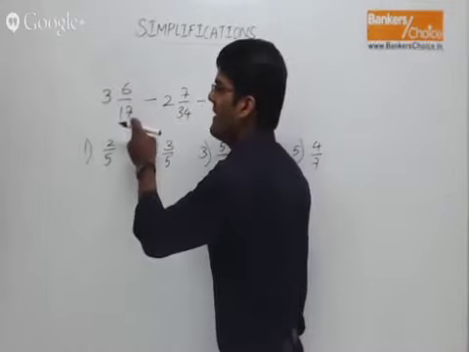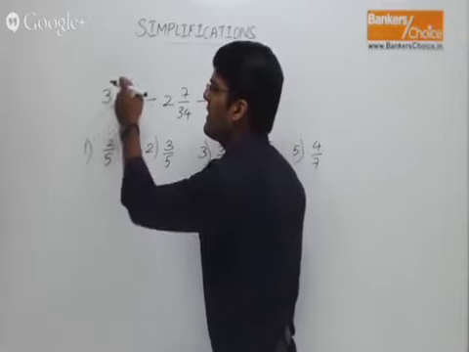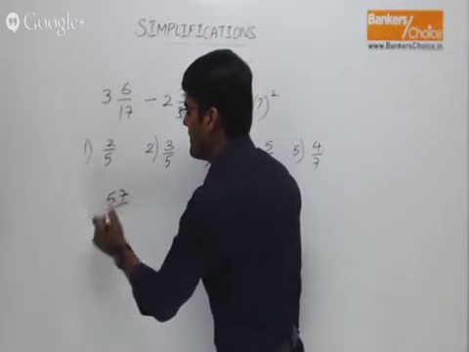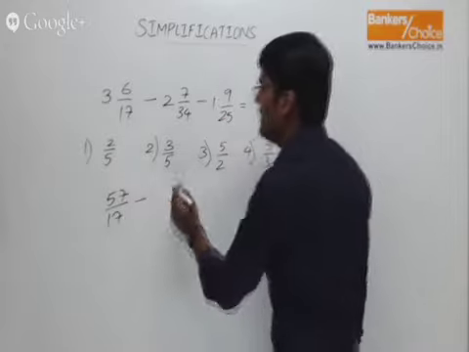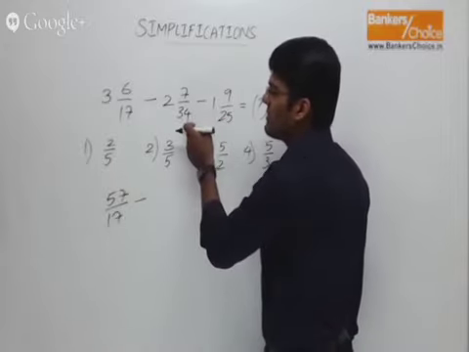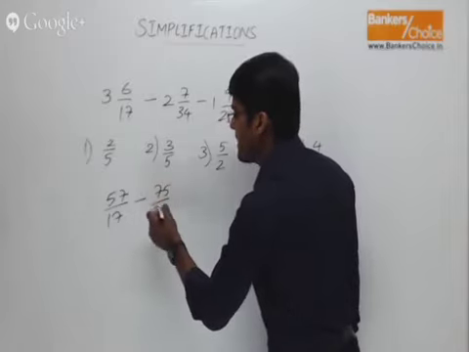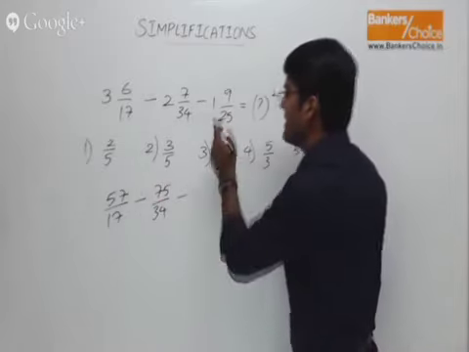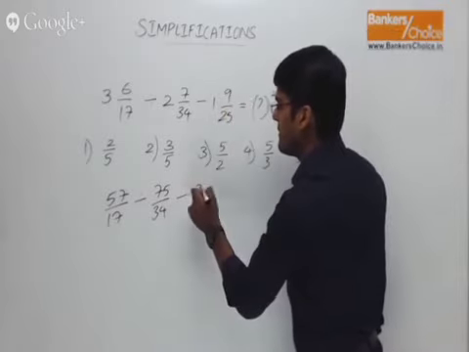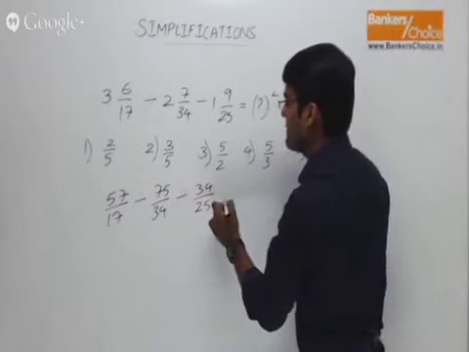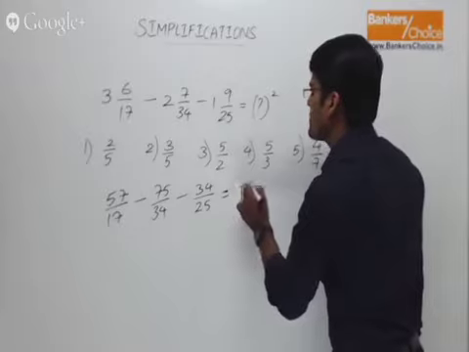So 3 6/17. So 3 into 17 is 51, 51 plus 6 is 57, 57/17 divided by 2 7/34. 2 into 34 is 68, 68 plus 7 is 75, right? 75/34 minus (25 plus 9) 34/25 equals question mark squared.